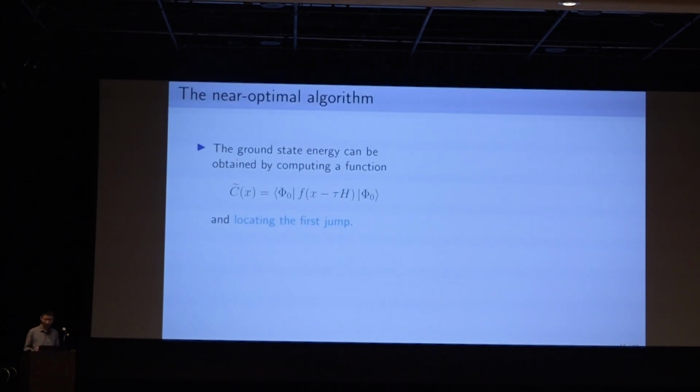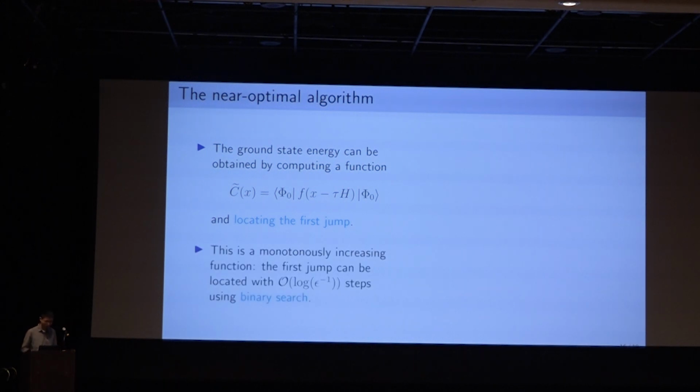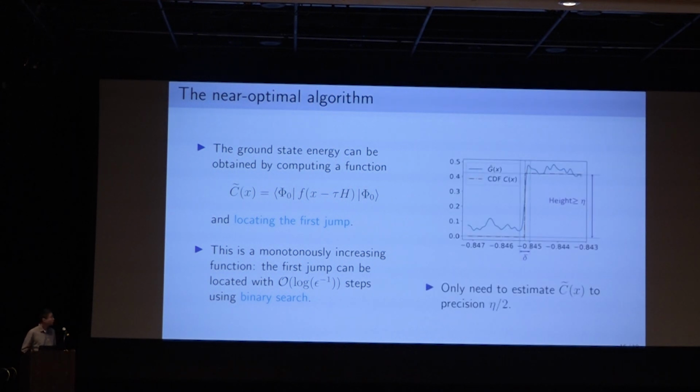Actually a similar idea can lead us to the near-optimal algorithm in a fault-tolerant setting. So the key observation from the previous algorithm is that the ground state energy can be obtained by just computing this cumulative distribution function and locating the first jump. This is actually a monotonically increasing function, and if you want to find the first jump, we can just run binary search, which takes log epsilon inverse many steps.